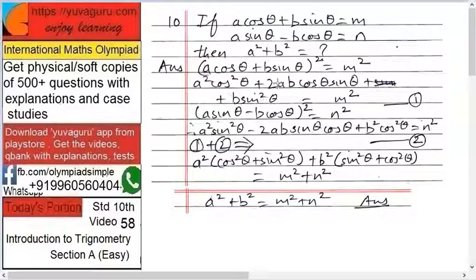You get, see here, 2ab cos theta sin theta gets cancelled. So what remains? a square and cos square theta plus sin square theta, 1. So a square and b square over here. So a square plus b square equals m square plus n square, right? This m square, this n square. So that is the required answer.